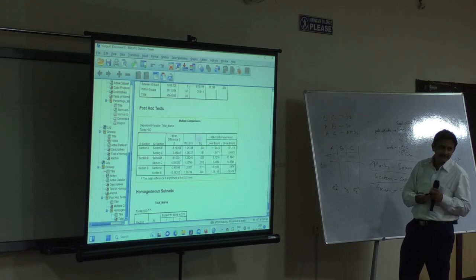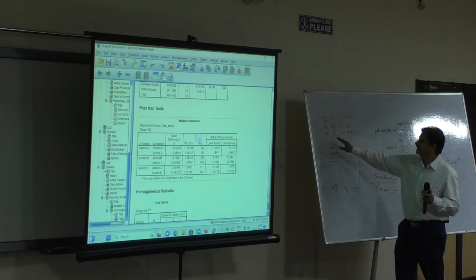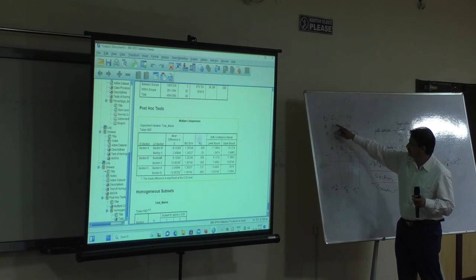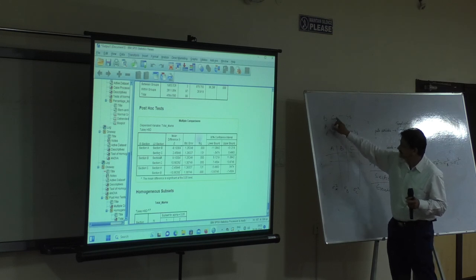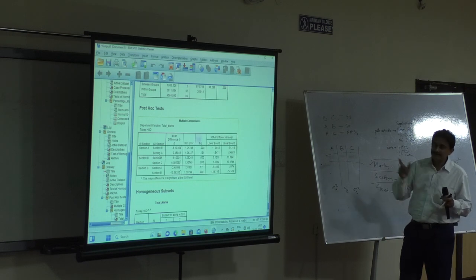B is different from A and C. Okay. B is different from A and C. Only A and C are the same. Only because B is different, it is different from C, it is different from A. Because B is different. So that is the conclusion.